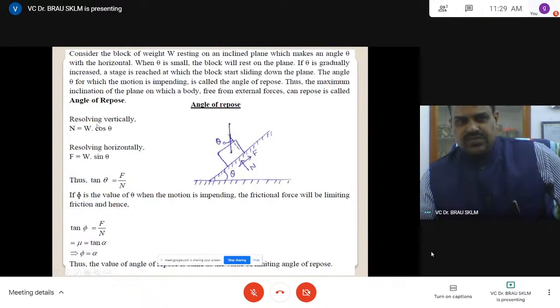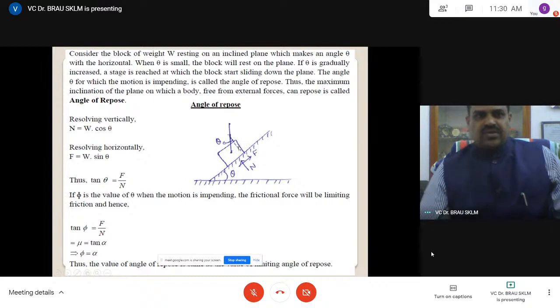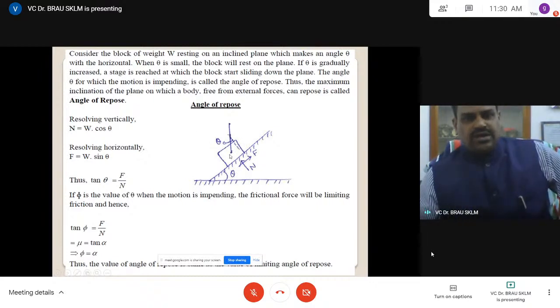If you resolve the forces, weight acts downwards, with components W cos theta and W sin theta, because this is perpendicular to this, and the angle between these two is theta. Resolving the forces, W cos theta is equal to N. This is one equation.